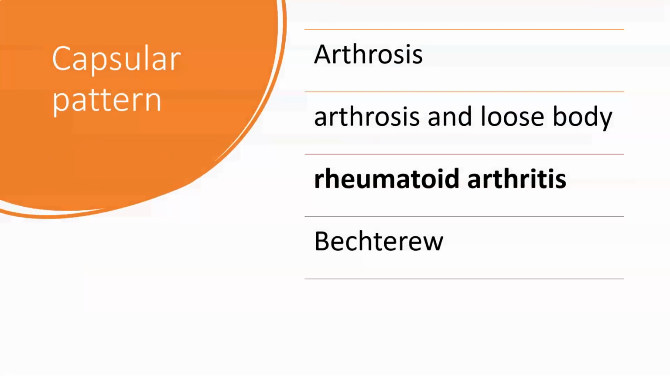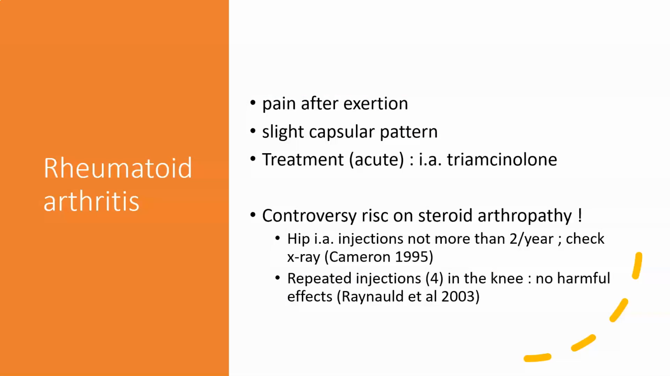Let's imagine the patient has rheumatoid arthritis. Well, they certainly are going to describe some pain after exertion. They have a slight capsular pattern. And, well, an intra-articular injection could be an interesting option. But there is some controversy on the risk of steroid arthropathy.